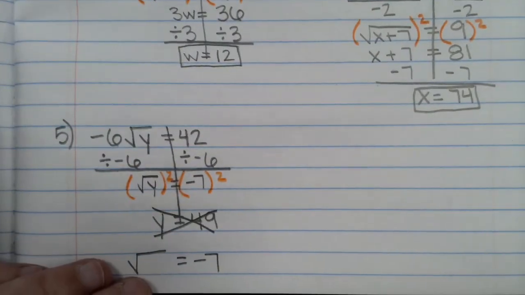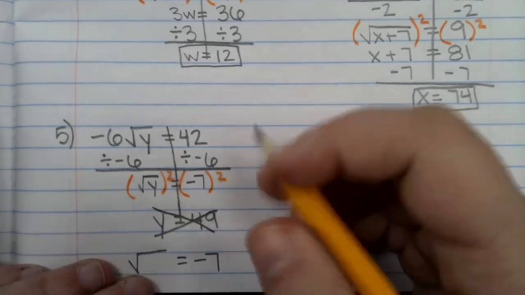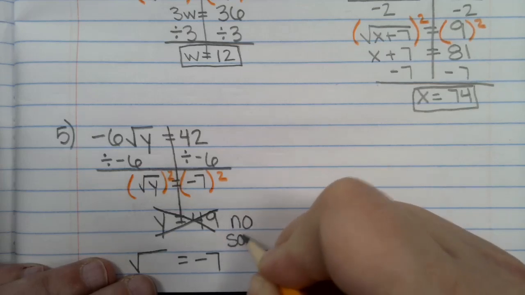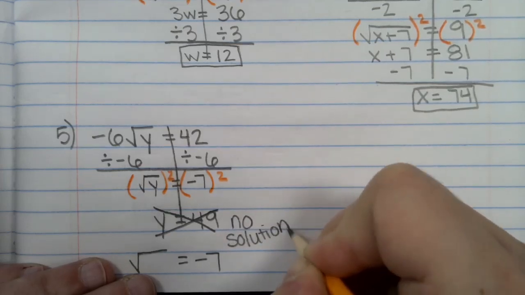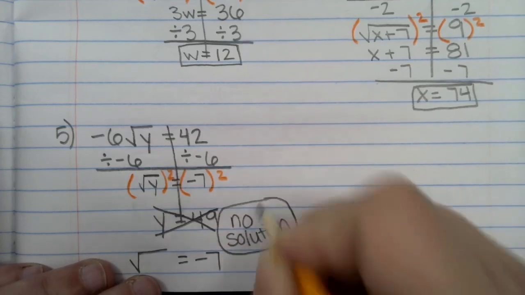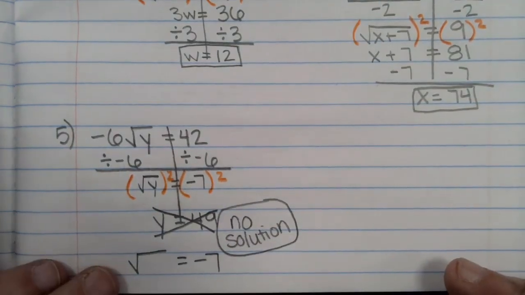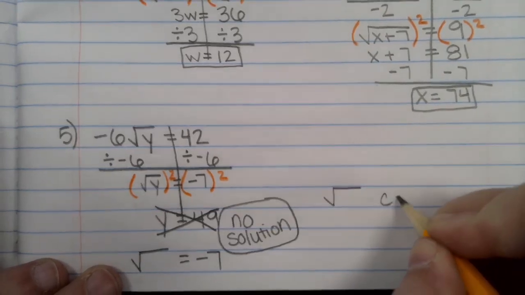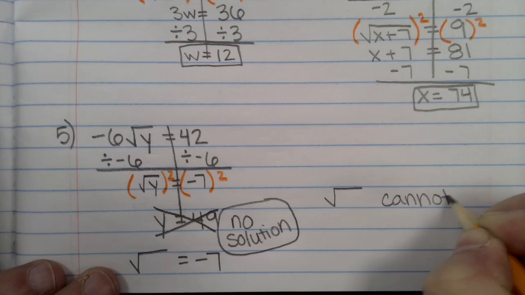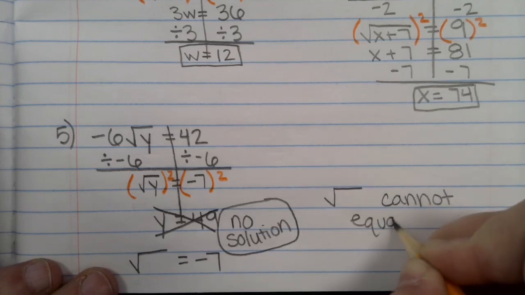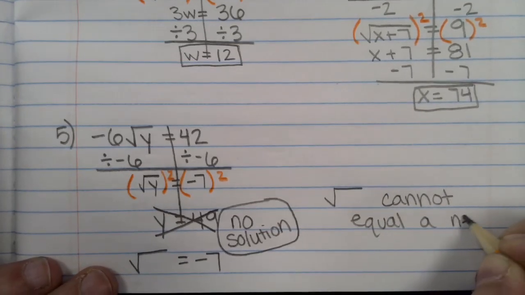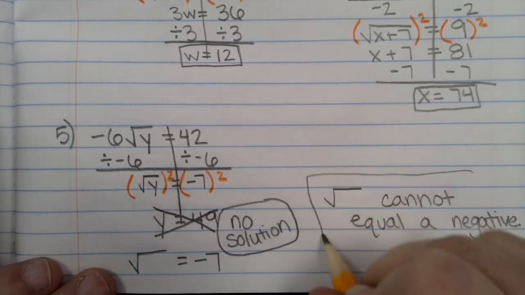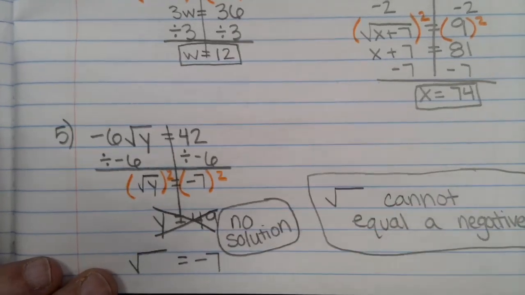So we call that what? Not undefined. We just say no solution. Our calculator says undefined, but that's because our calculator doesn't understand the context we're in. So we're going to say no solution. And we're going to make a note here real quick. A square root cannot equal a negative. Which is a little silly, and it feels a little goofy because we're like, okay, well, we know that we could have negative 7 times negative 7 is 49, but it doesn't work out that way.